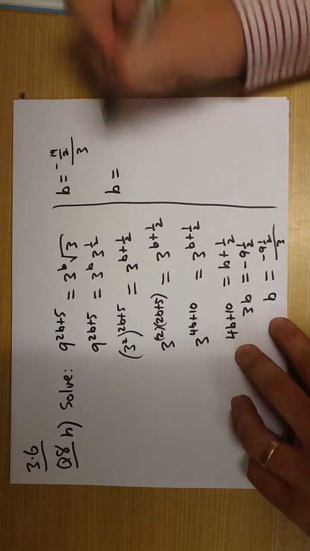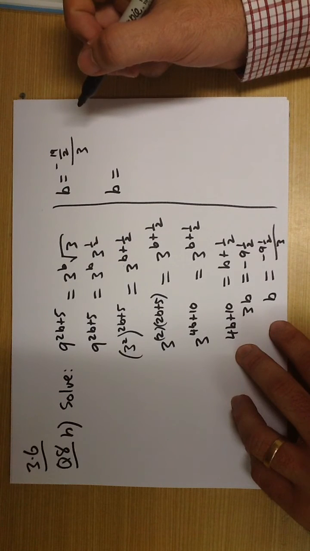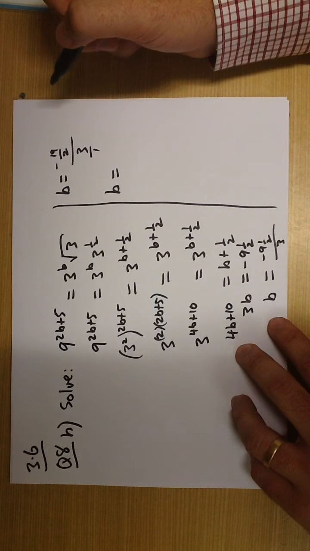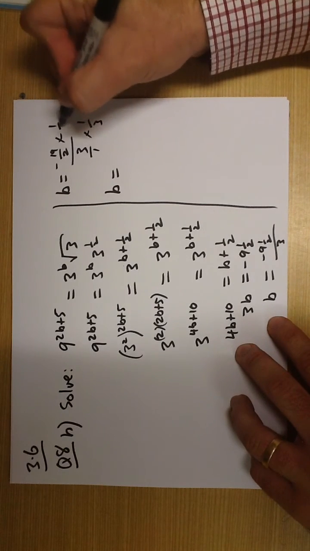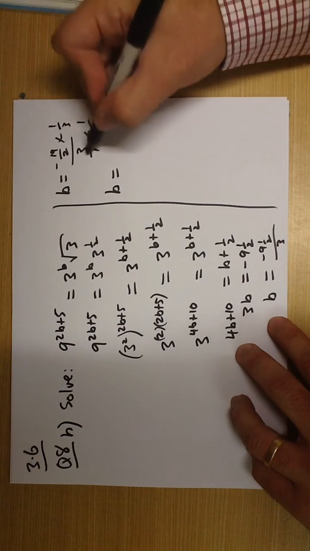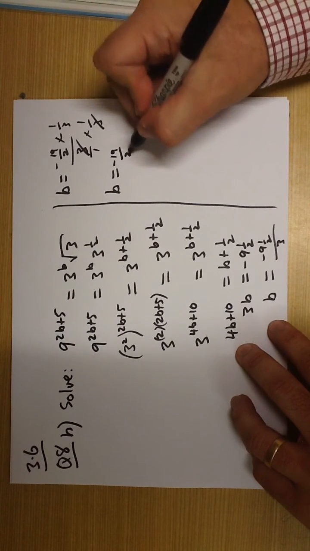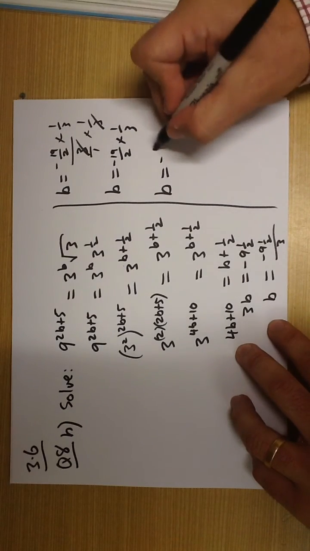So b equals, how am I going to get rid of this? So I'll times by, it's over 1. So I'll multiply by a third, by a third. Okay, so that's gone. So I've now got minus 19 on 2 times 1 on 3. So b equals minus 19 on 6.